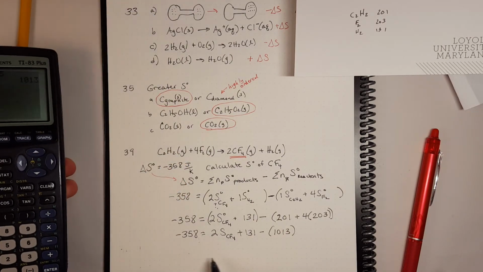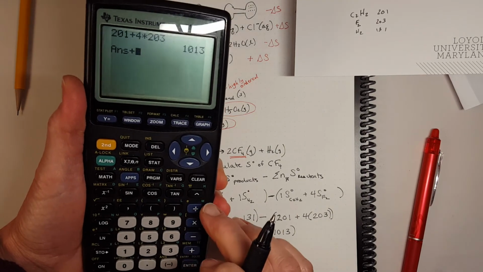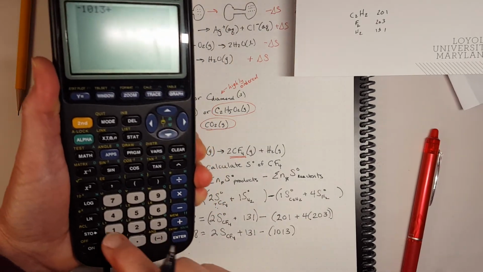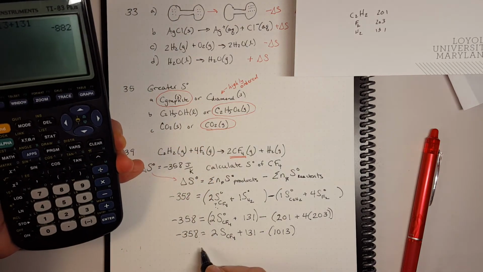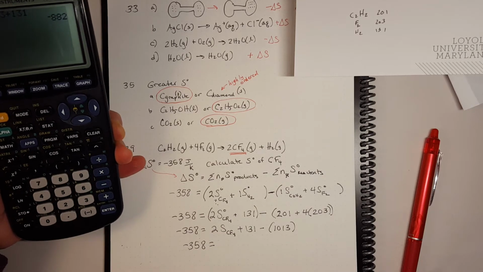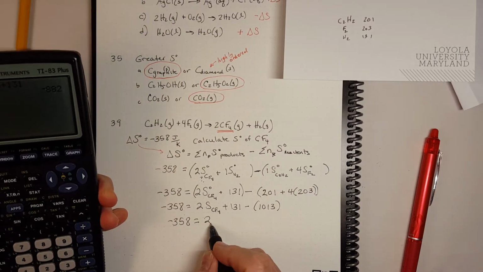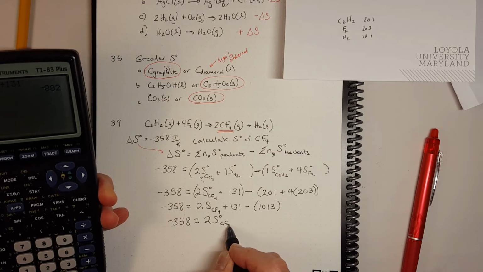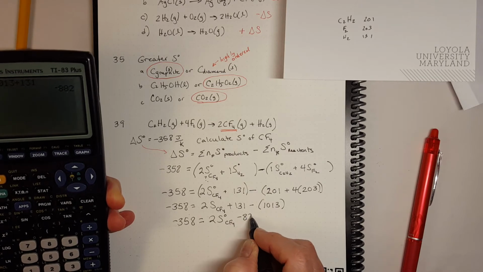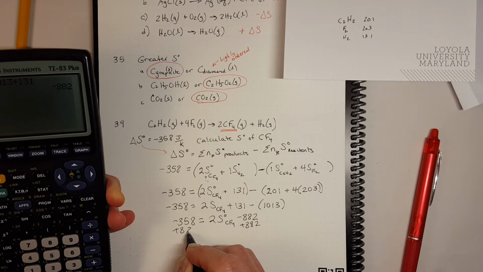1013. And now I can combine the 131. So I'm going to do minus 1013 plus 131. And I get negative 358 equals, move this up a little bit, 2 times the standard entropy of CF4 minus 882. And so then I'll plus the 882 to both sides.